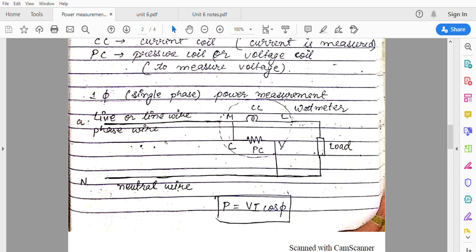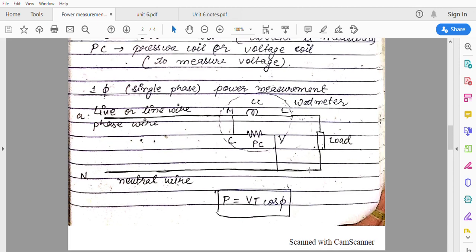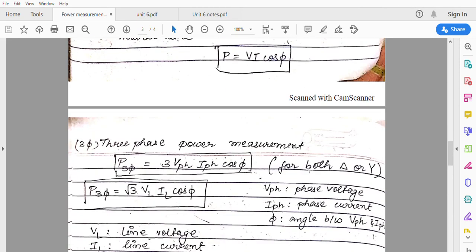So the power measured by this wattmeter will be given as P equals VI cos phi, where V is the voltage, I is the current in RMS, and phi is the angle between voltage and current. This is how single phase power measurement can be done. For single phase, one phase and one wattmeter is required. Now if we want to measure power in 3 phase, then definitely we'll require 3 wattmeters.